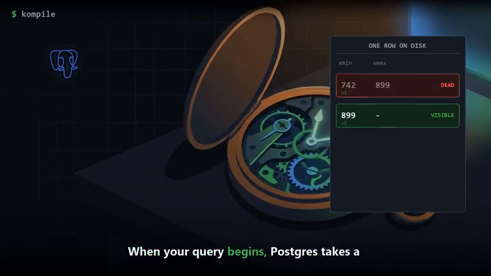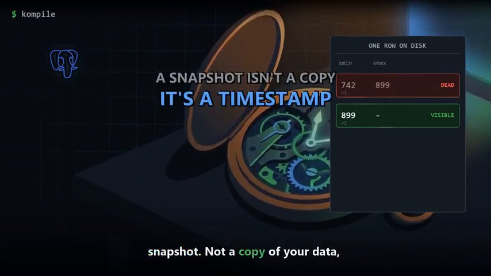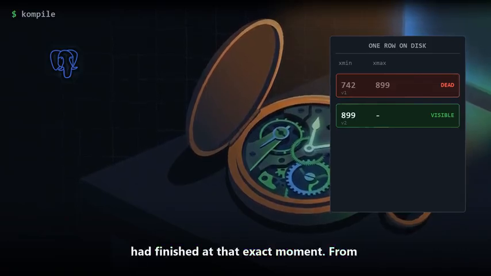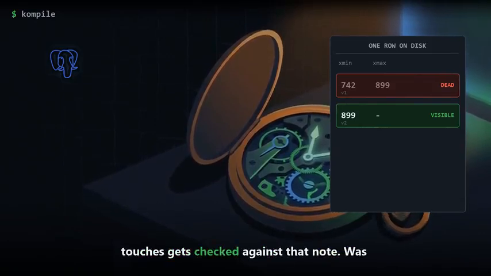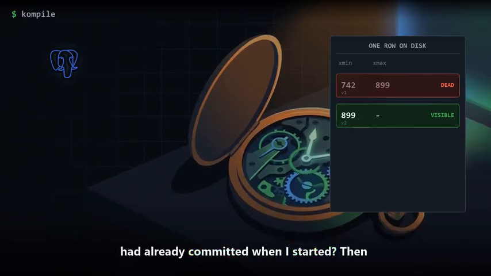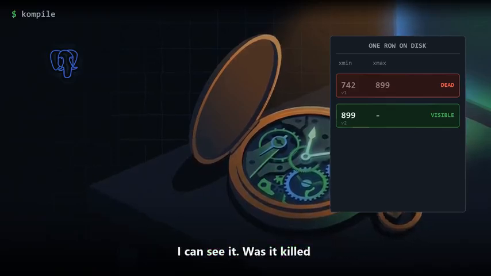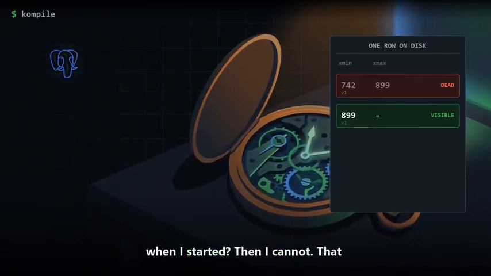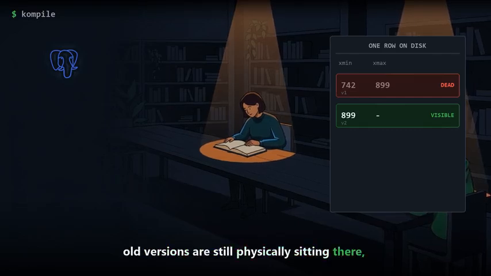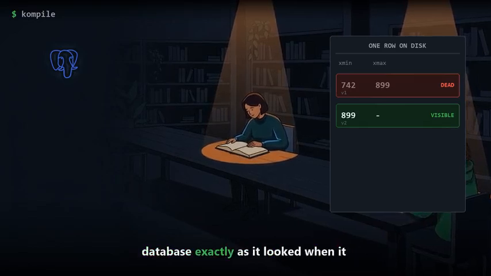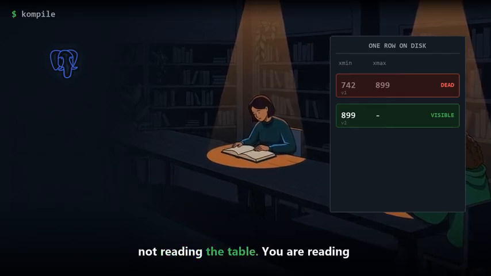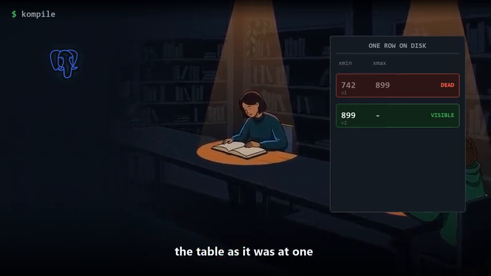Now the part that makes it useful. When your query begins, Postgres takes a snapshot. Not a copy of your data, just a short note of which transactions had finished at that exact moment. From then on, every row version your query touches gets checked against that note. Was this version created by a transaction that had already committed when I started? Then I can see it. Was it killed by a transaction that had already committed when I started? Then I cannot. That is the whole rule. And because the old versions are still physically sitting there, your long report can keep reading the database exactly as it looked when it started, while 1,000 other people write over the top of it. You are not reading the table. You are reading the table as it was at one specific instant.